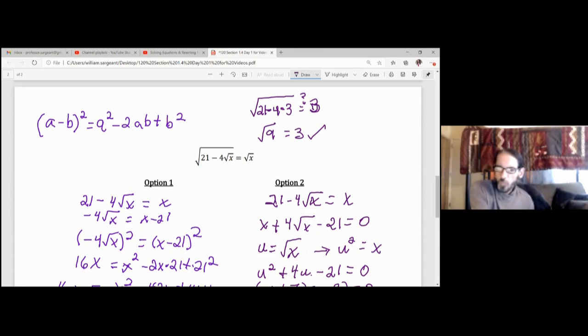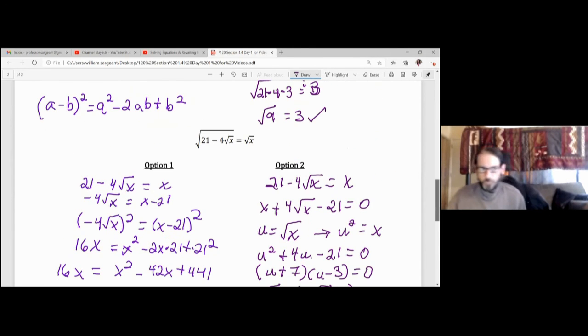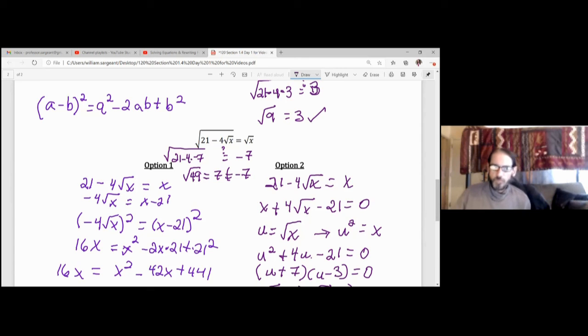The problem with the square root of x being equal to negative 7 would be that on the right side, we'd have negative 7. And over here, 21 minus 4 times the negative 7, that would be 21 minus negative 28, or 21 plus 28, which is 49. And we're dealing with the principal or positive square root. There was no plus minus sign in front of that square root. So 7 is not equal to negative 7. We had to reject that.